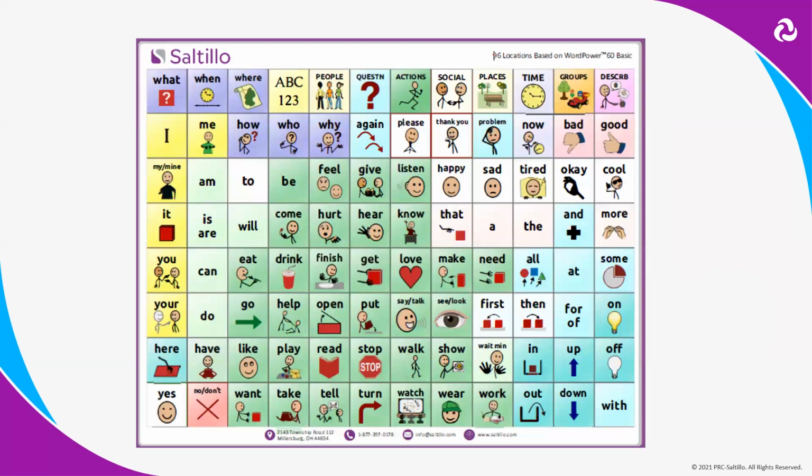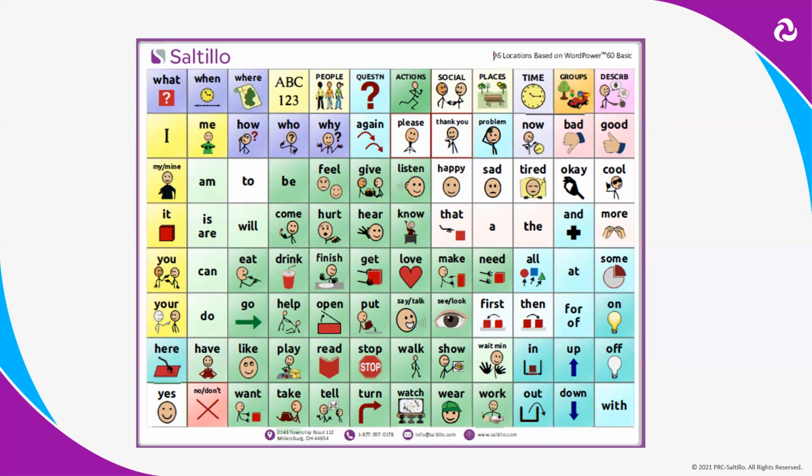And then this one is Word Power, a 96 location low-tech board based on Word Power 60 Basic. So again, we might be going into the actions category here. Might be going a couple pages deep, or some people say a couple hits. It might take 2 hits to get there instead of just 1, but just know that that's the next step in helping your AAC user become more fluent and use more words.